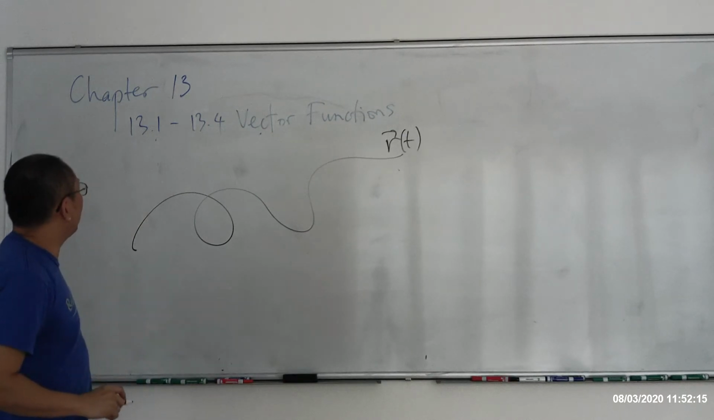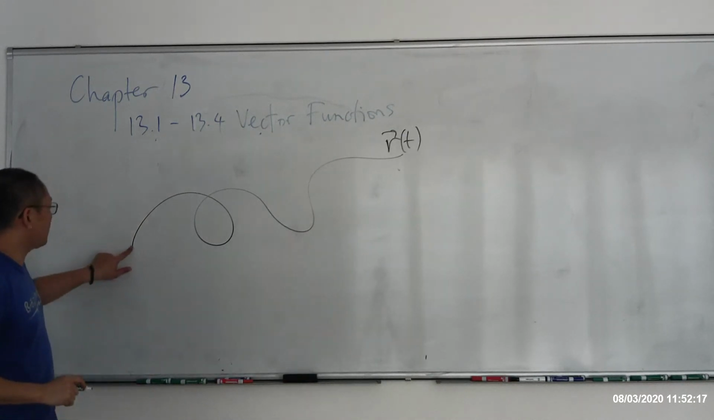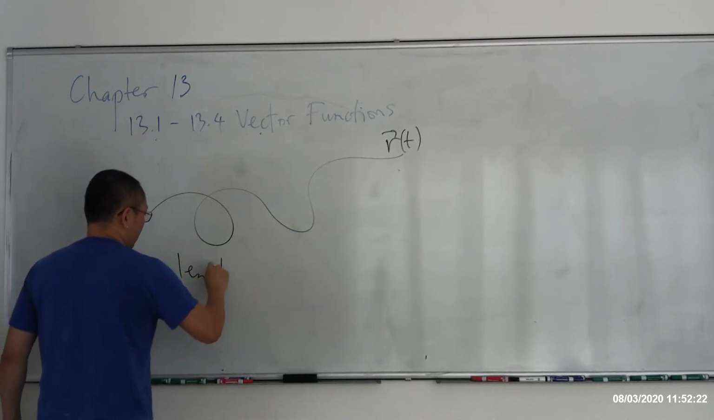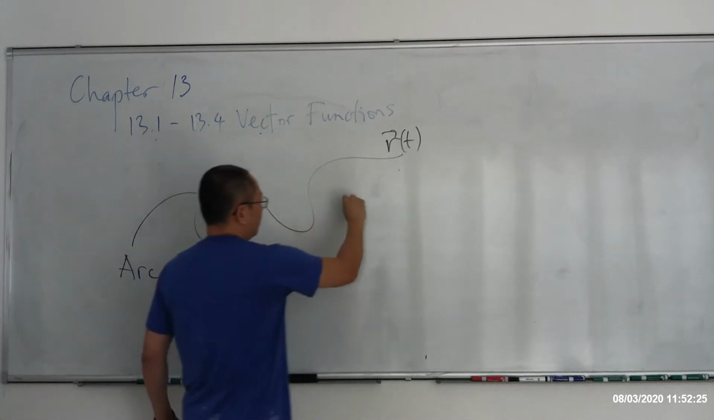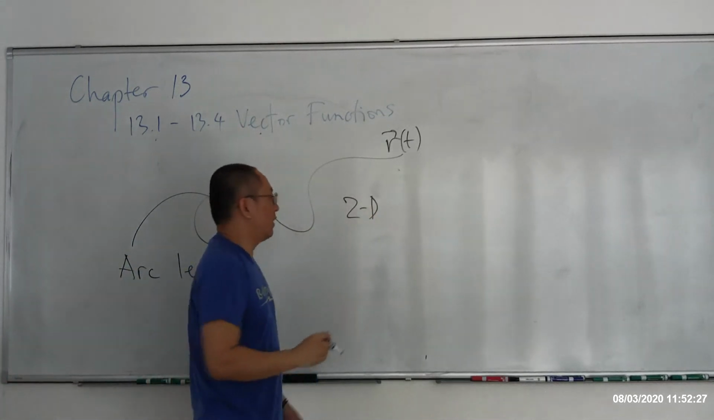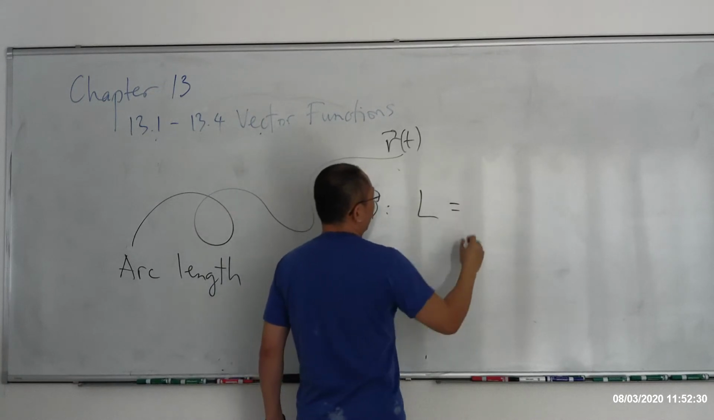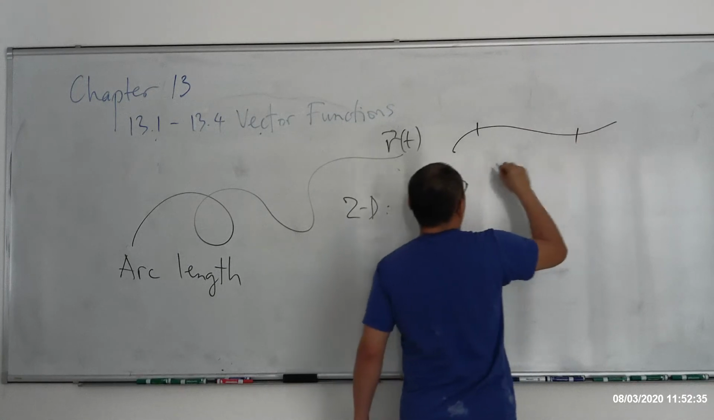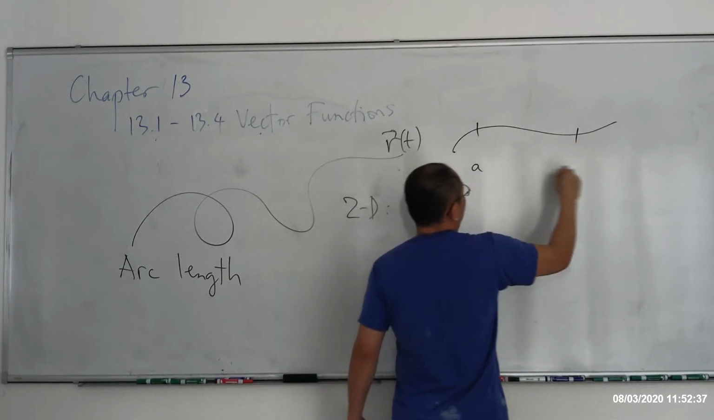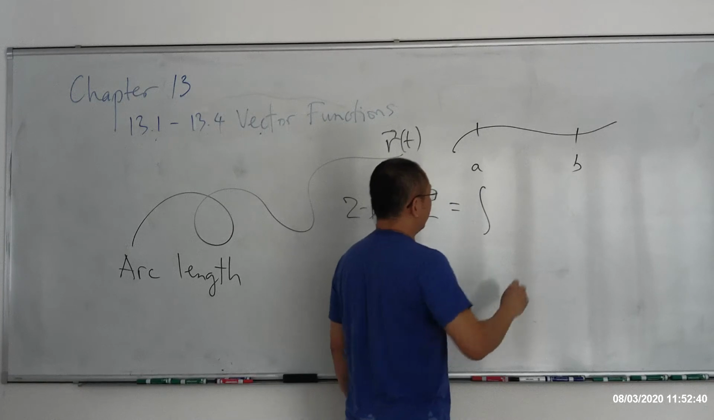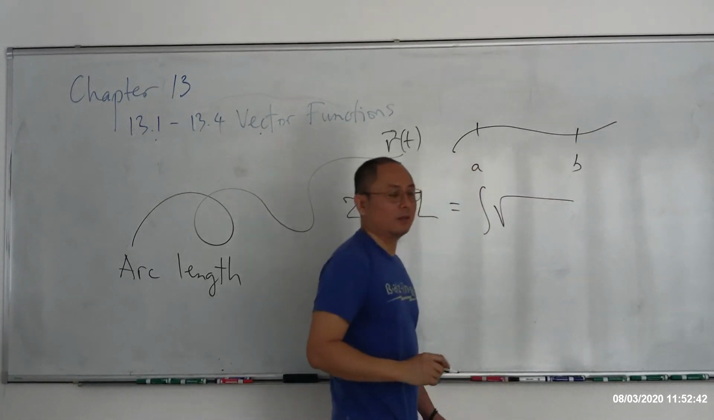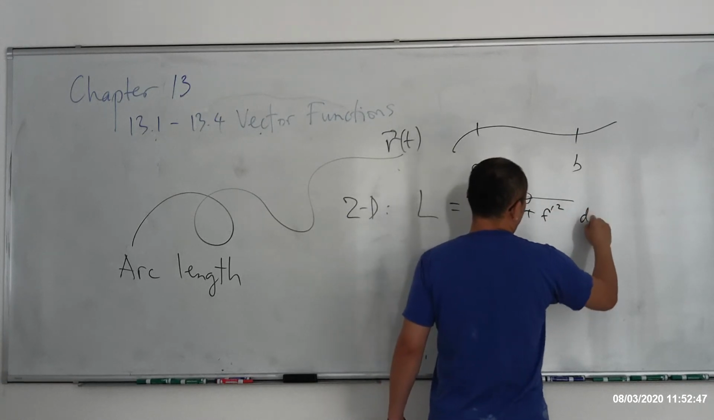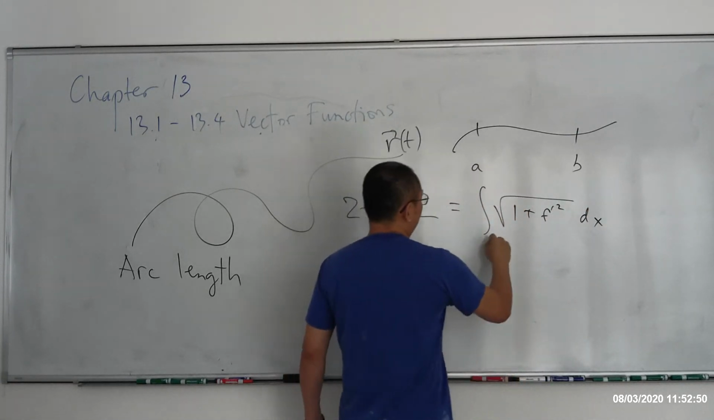One thing that we learned, the first thing we learned in section 13.3, is something called the arc length. We call it 2D. We learned in Calc 2, I think, the arc length L. Say I have a function in two-dimensional space. I want to calculate the arc length when x runs from A to B. It's going to be the integral of the square root of 1 plus f prime squared, and then dx, with x running from A to B.